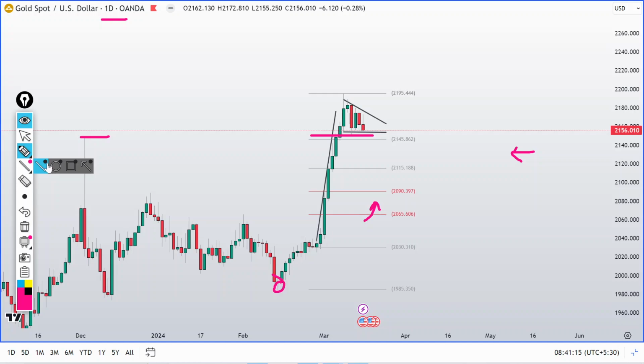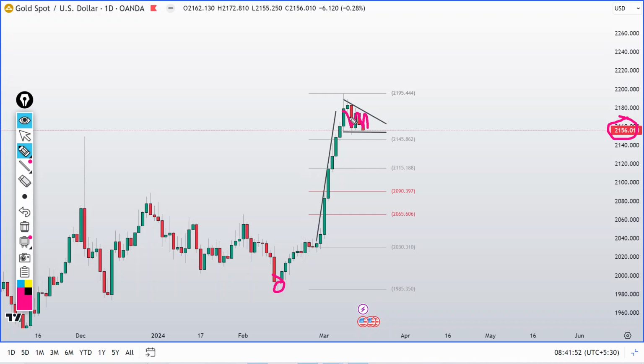And also, if we check the price action structure on the daily time frame, you can clearly see it is showing a flag type, or you can say bullish pennant structure. After this bullish run, the price is now consolidating inside this pattern. This is the support line around 2155, or roughly 2150 to 2155 level.